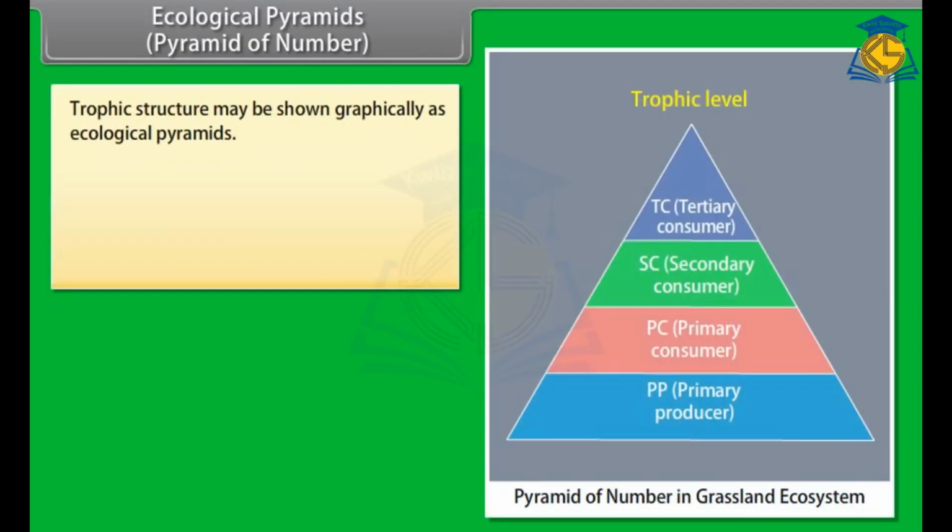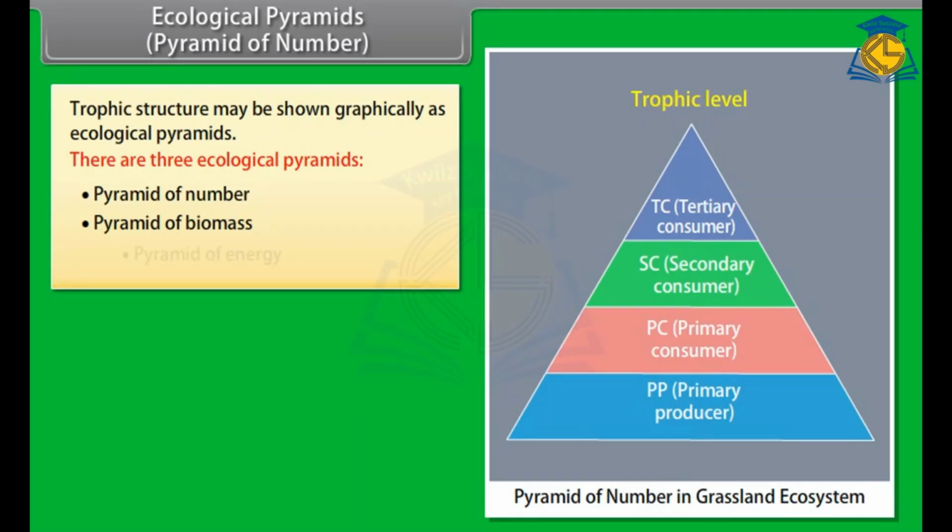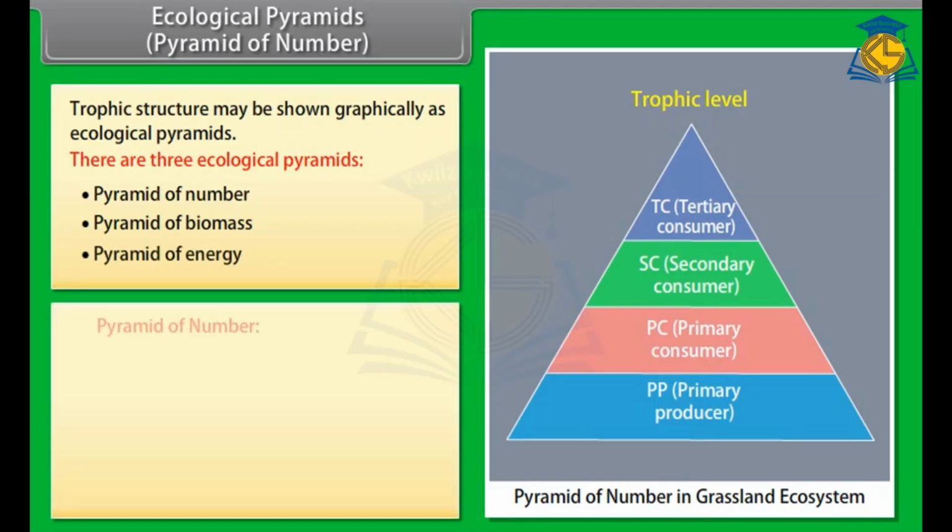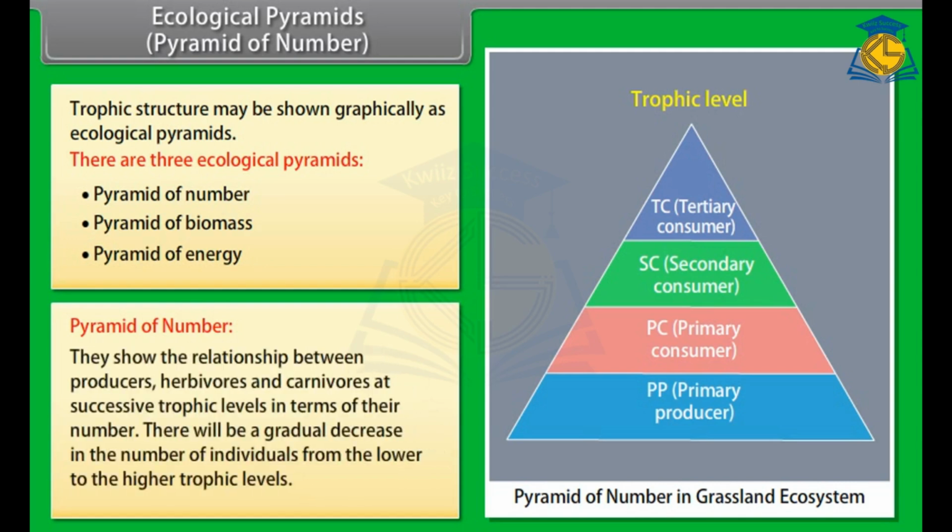Ecological pyramids. Pyramid of number. Trophic structure may be shown graphically as ecological pyramids. There are three ecological pyramids. They are pyramid of number, pyramid of biomass, pyramid of energy. Pyramid of number shows the relationship between producers, herbivores and carnivores at successive trophic levels in terms of their number. There will be a gradual decrease in the number of individuals from the lower to the higher trophic levels.